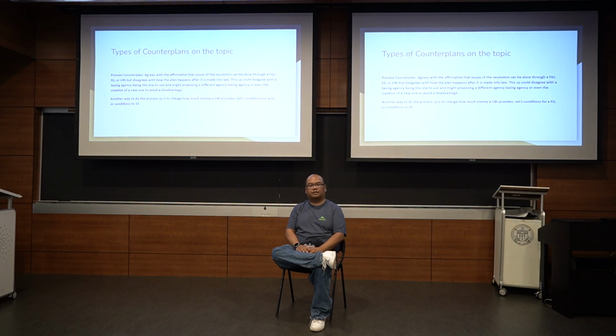Process counterplans. This is the hard one. And this is the one that is deployed to you randomly in elims and you go, what? Do you know which agency the plan functions through? Which taxing agency it goes through? Do we? We just say normal means.